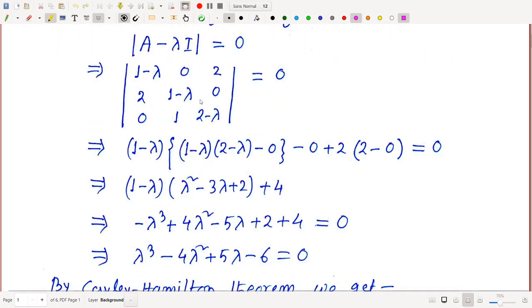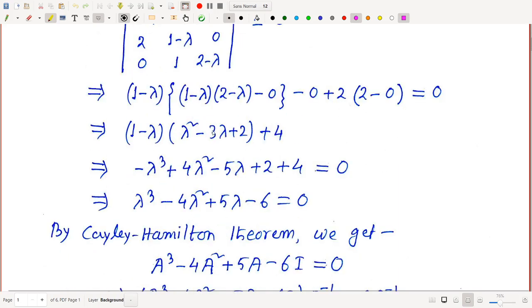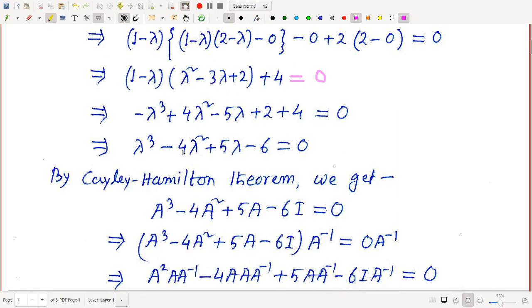So now we expand this determinant in terms of elements of the first row, because there is a 0. 1 minus lambda into this into that, minus 1 into 0, so minus 0, then plus 2 into what, this into that means 2 into 1, minus 0 into that means 0. So now we have simplified this expression and got finally lambda cube minus 4 lambda square plus 5 lambda minus 6 equal to 0. So this is the characteristic equation of the matrix.